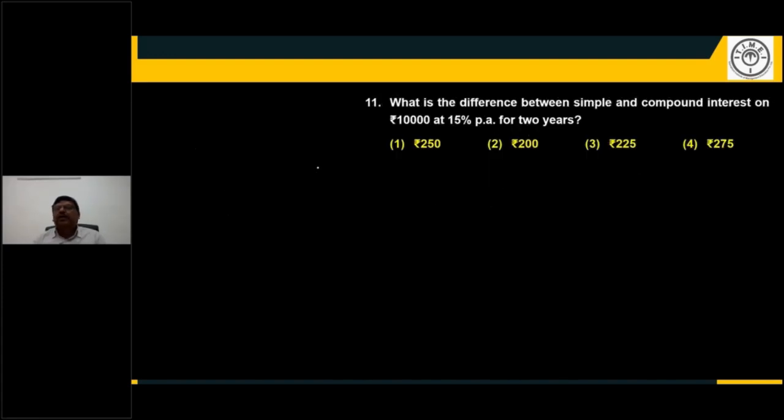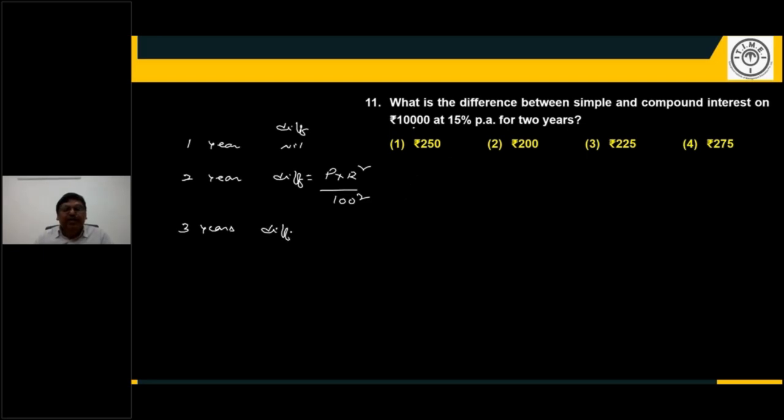Done? Right. What is the difference between simple interest and compound interest for 2 years? There is a formula. For 1 year the difference is 0, nil. For 2 years, students, the formula is P into R square by 100 square. That's what I need here for this question. We'll come back and do that. Though it's not required, I'm just quickly reminding you, for 3 years the difference between compound interest and simple interest will be P R square by 100 square into (300 plus R) by 100, that is PR square by 100 cube.